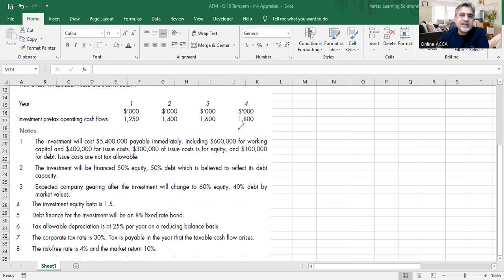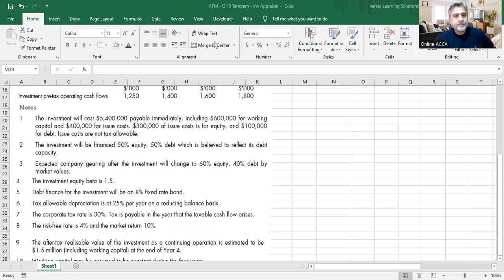And working capital, in any case, has no tax benefit because you don't depreciate. So ultimately, the depreciable amount is going to be 4.4 million. The investment will be financed 50% equity, 50% debt, which is believed to reflect its debt capacity, which means this is what the company can issue. Expected company gearing after the investment will change to 60% equity, 40% debt.